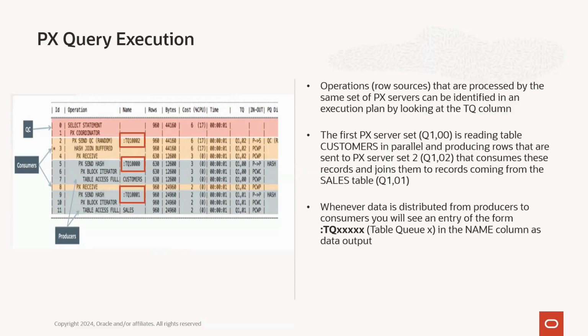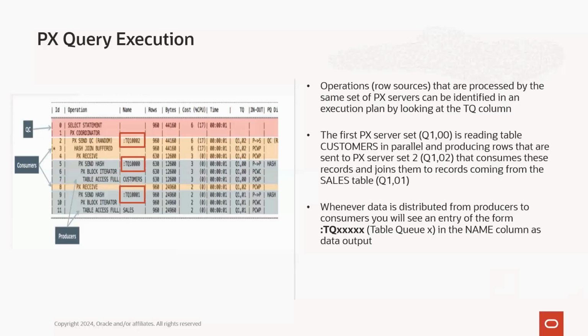Whenever the data is distributed from producers to consumers, we can see it as an entry like TQ00 in the name column of the execution plan. We can see here, highlighted, TQ1, 001, and 002, etc.